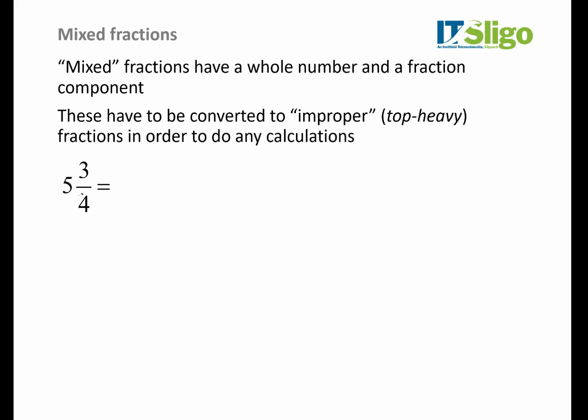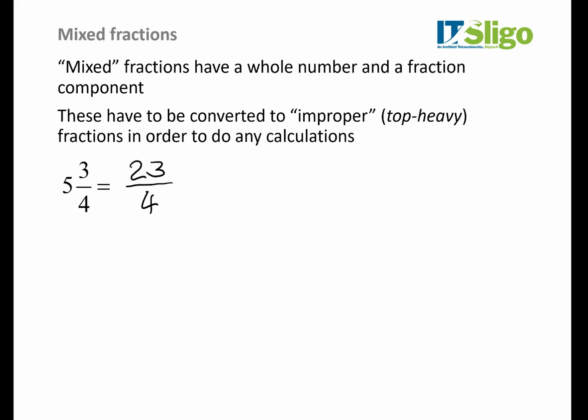But how you do it is we multiply these two values, and then we add the value on top. So I know that looks a bit messy. So it's 4 by 5 is 20. And then we add 3. So 23 is what goes on the top. And a quarter is what goes on the bottom.